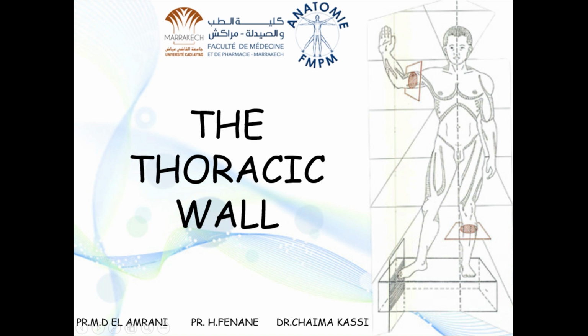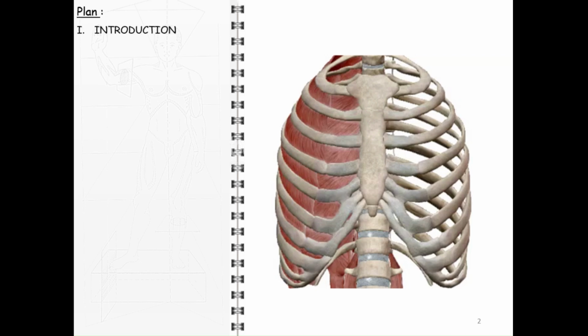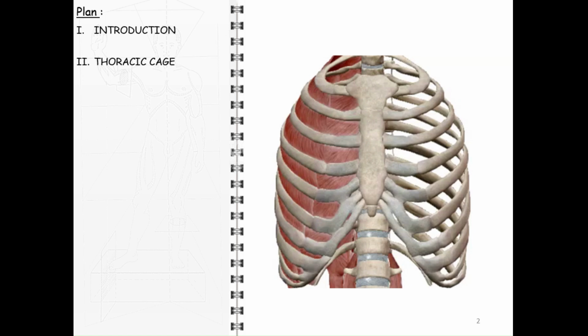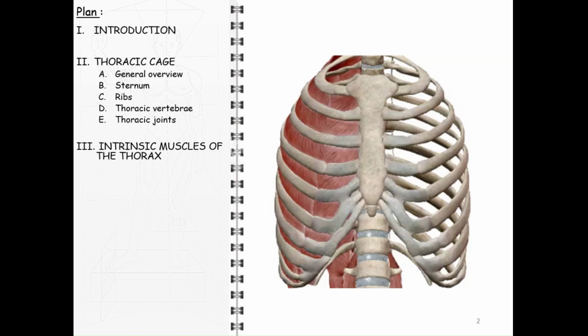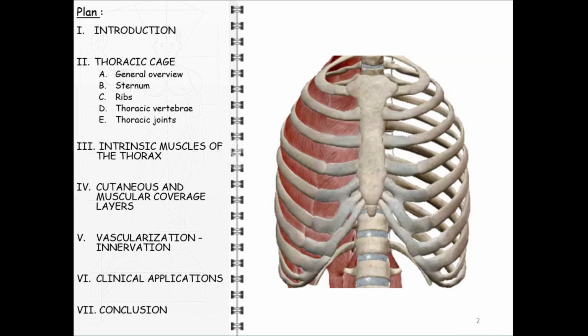In this video, we'll take a closer look at the anatomy of the thoracic wall, exploring its layers, key structures, and functional significance. To do so, we will start with a brief introduction, followed by the anatomy of the thoracic or rib cage, and all its osseous components. Then we'll delve into the different intrinsic muscles of the thorax, its cutaneous and muscular coverage layers. Then we will explore its vascularization and innervation, some key clinical notes and applications, and finally a conclusion in order to summarize all the key points.